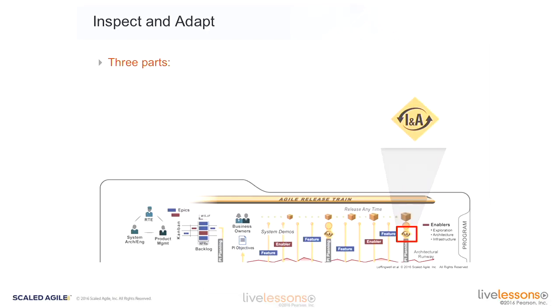Let's talk about how we improve program performance with this ceremony that we call Inspect and Adapt. What is Inspect and Adapt? Well, it actually is a ceremony that consists of three parts. The first part is the PI system demo.